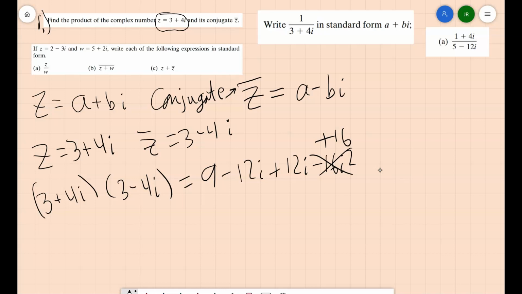Now, what happens to the negative 12i and plus 12i? They'll cancel each other out. They become 0i. So what do we get? We just get 9 plus 16, which is what? 25. And that always happens when you multiply a complex number with its conjugate. It'll always just become a real number as a result.